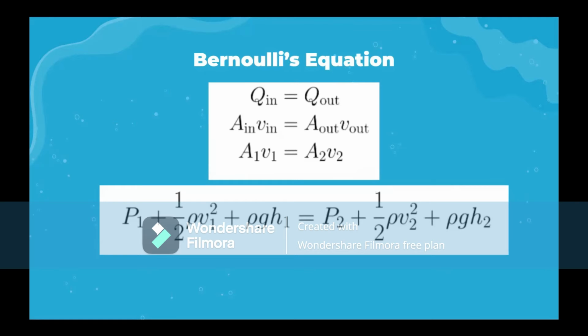Next, let's work in Bernoulli's equation. Bernoulli's equation is based on the concept that the flow rate in is equal to the flow rate out. This means that the pressure at one point plus its velocity and its height is constant and will be equal to the sum of those components at another point.